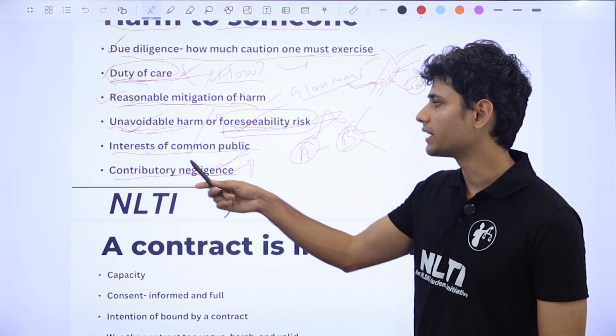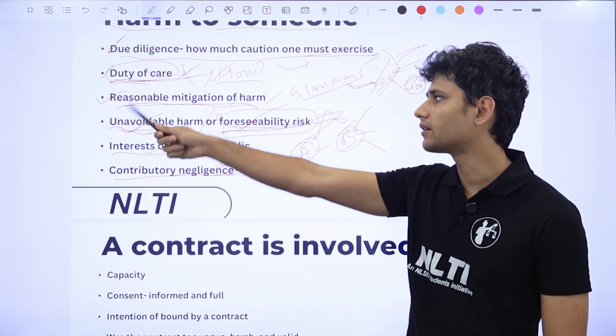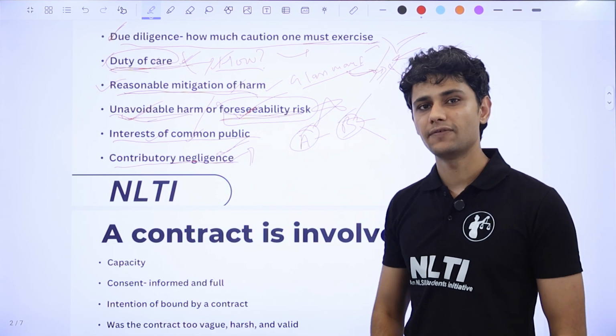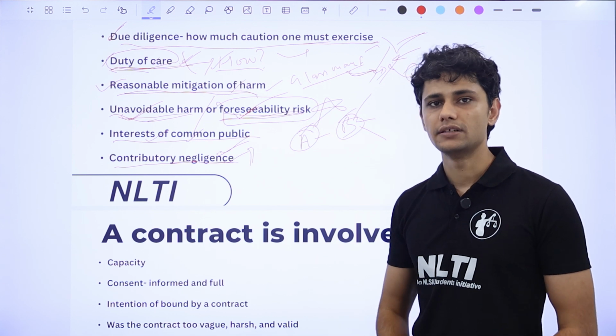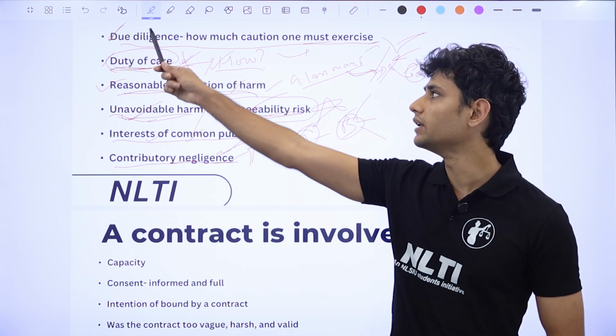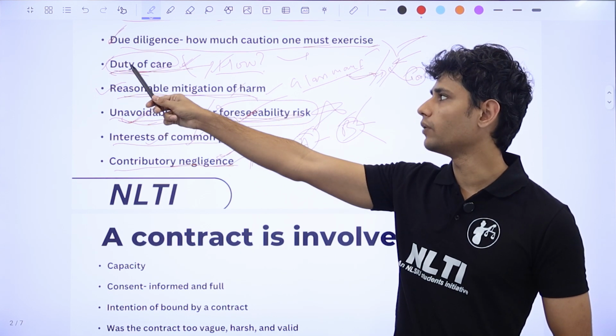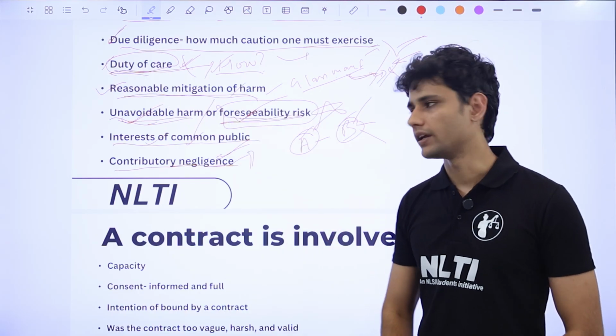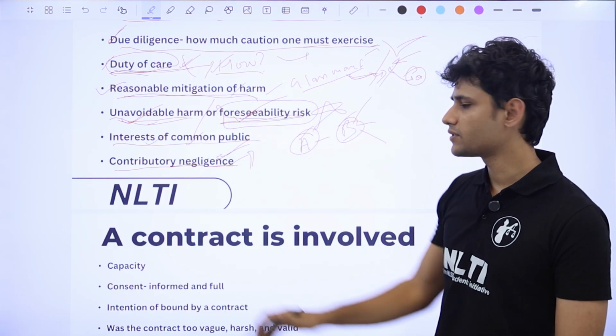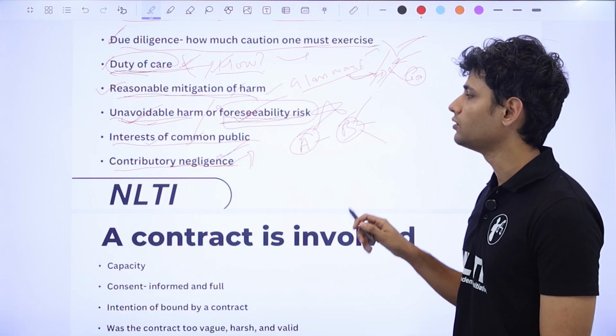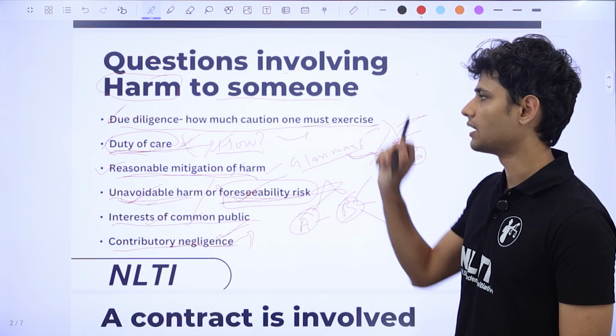So you can also go against it by using any of these concepts like, was this person driving excessively harsh? Was the other party driving in a way without taking any due diligence, without factoring in any caution, all those kinds of things. So all these are concepts that you can use quite handily when there is a situation which involves harm to someone.